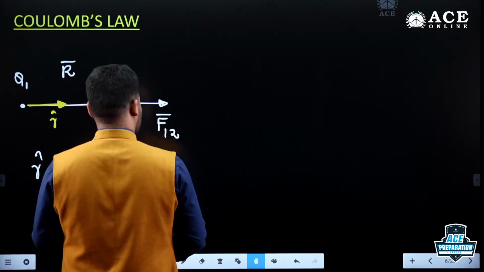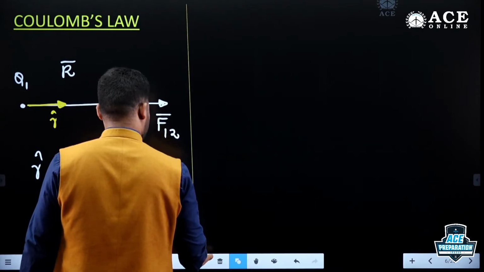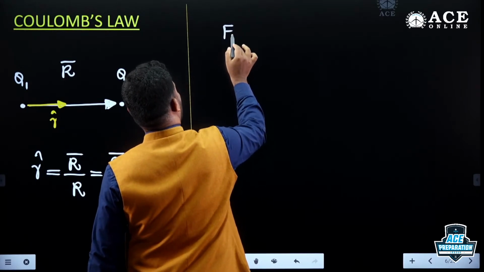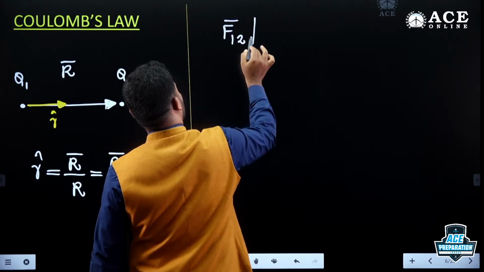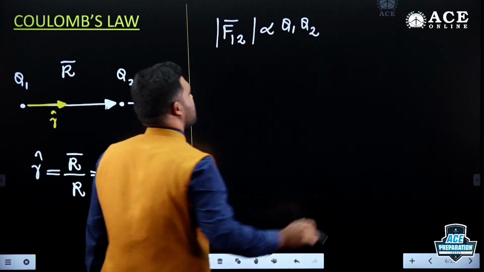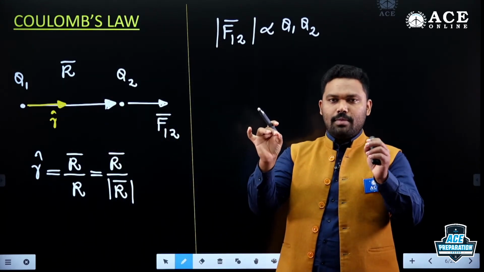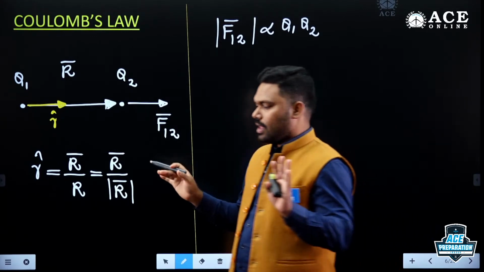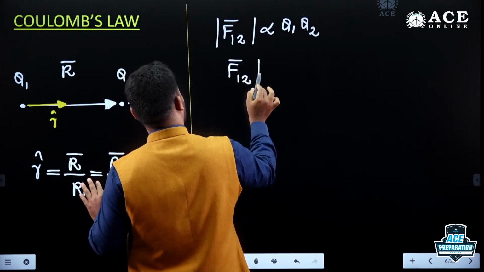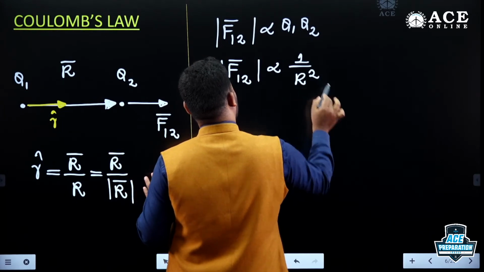So what Coulomb's law is saying is a very simple thing. The magnitude of the force between the two charges is proportional to the product of the charges, Q1 into Q2. And it is inversely proportional to the square of the distance between them, 1 by r square. So it is the inverse square law.